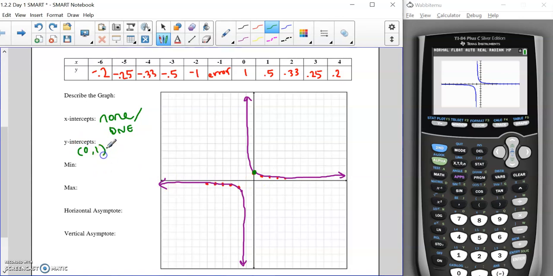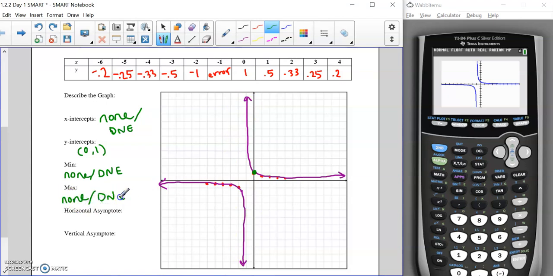Okay. The min, that's the lowest point of our graph. Now, if you look at our graph and this downward arrow, that indicates to us that this graph is going to go down forever and ever. So we do not have a minimum. So again, none or DNE, does not exist, like in Mean Girls. Okay, the max. Now, just like how the graph was going down forever, it also goes up forever as well. So we don't have a max either.